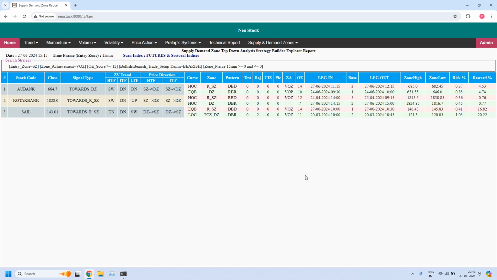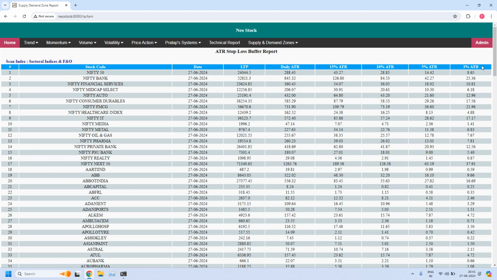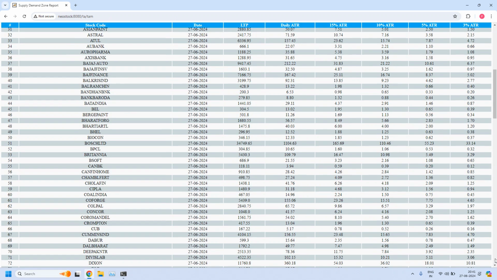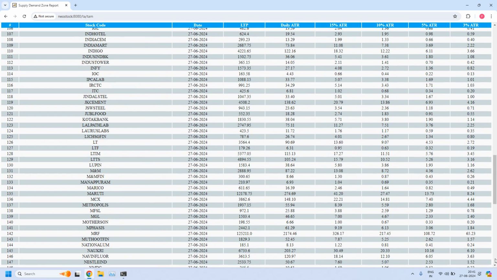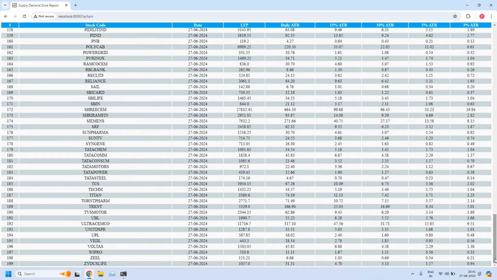And in the final report, let us generate stop buffers based on daily ATR. The first 17 in this list are indices, and the remaining are all equity stocks taken from the F&O category. I keep on scrolling the list. Each time I scroll down, I give you a few seconds. Whichever stock you want to refer to, please pause the video there. Okay, I am scrolling the list down. So this is the end of the report.